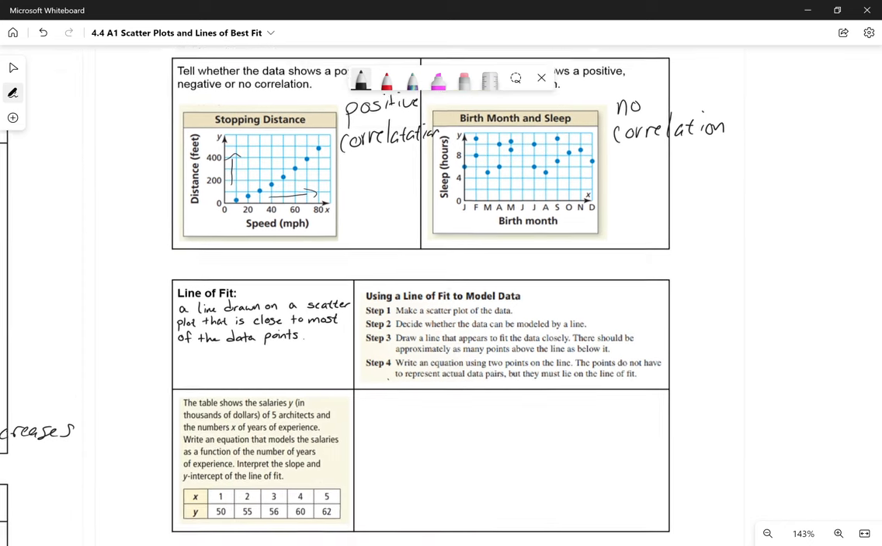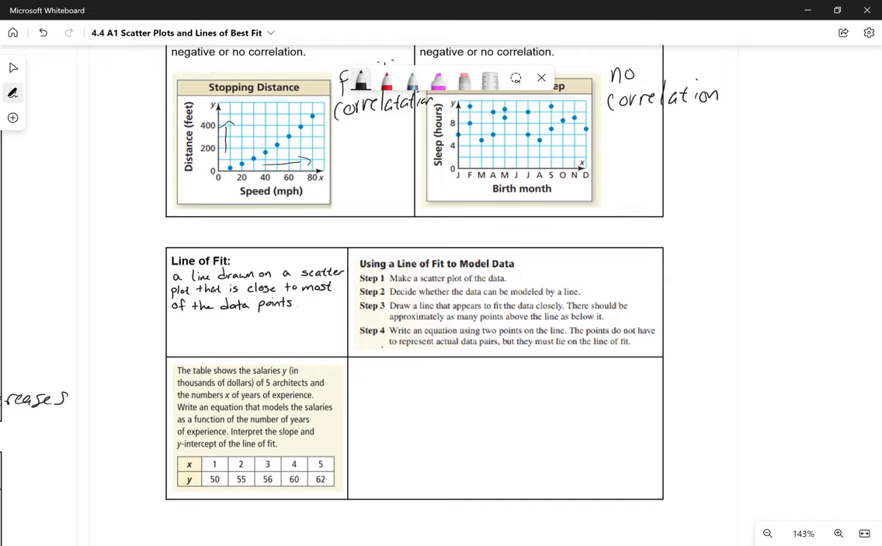Now we're going to be talking about lines of fit. We're going to be able to look at lines of fit more in depth in our next section, but I want to bring it into what is going on. So a line of fit is a line drawn on a scatter plot that is close to most of the data points. Generally, there's going to be the same number of data points above as below the line that we use for the line of fit.